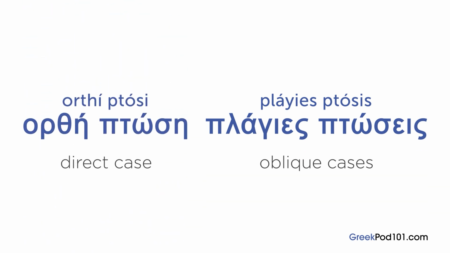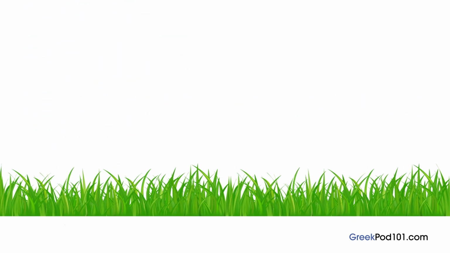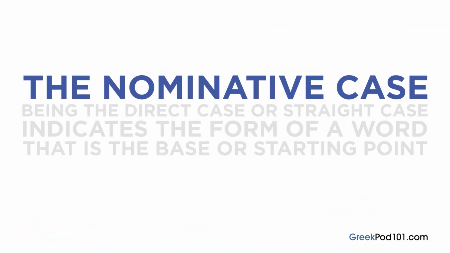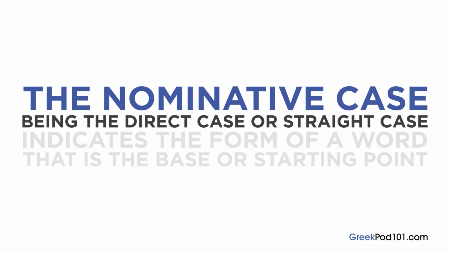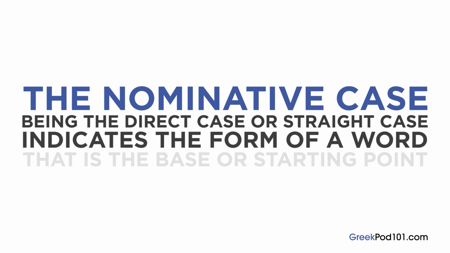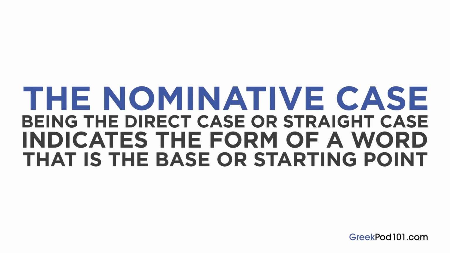But what do direct and oblique mean here? Well, let's remember the inclination and fall concept for a moment. If you set up a thin stick vertically on the ground, it won't stand, it'll fall. The nominative case, being the direct case or straight case, indicates the form of a word that is the base, the starting point.